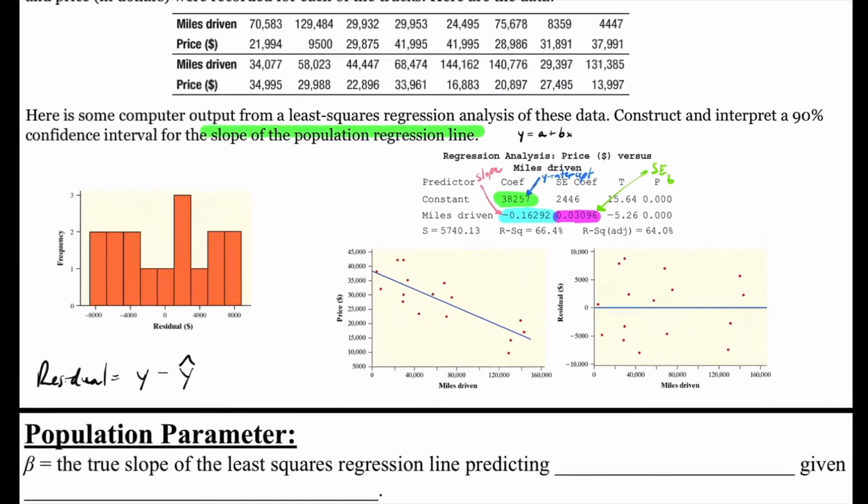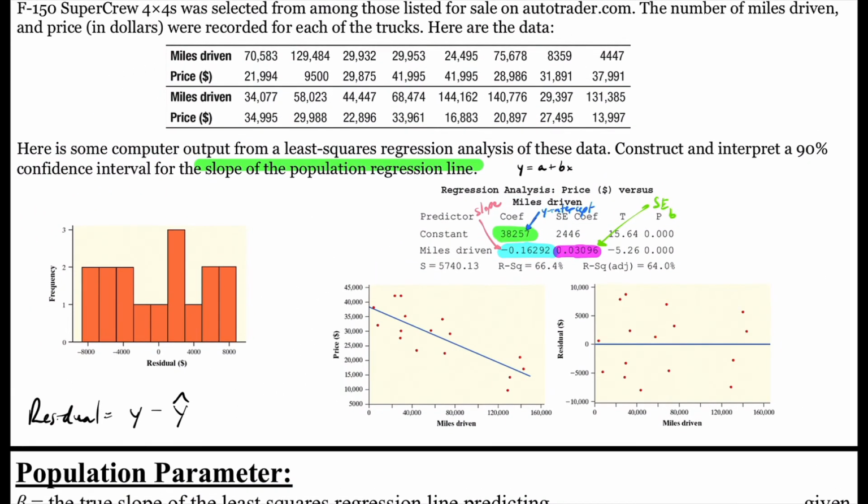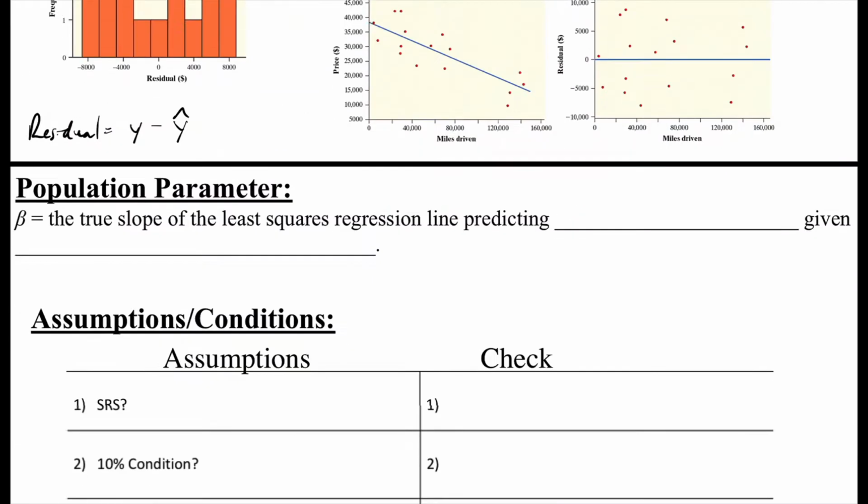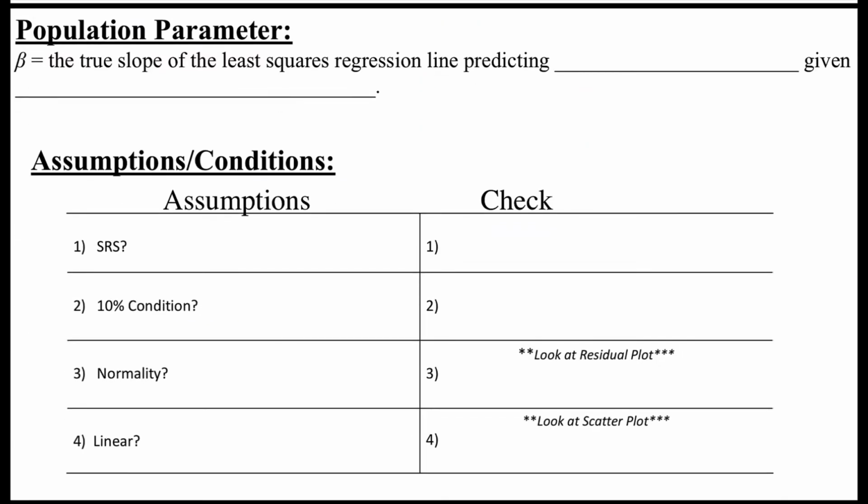Okay. So we have to do an interval for the true slope of the population regression line. Since it's an interval, let's start with our population parameter. It's always going to start with beta, which is the true slope of the least squares regression line predicting, what does the least squares regression line predict? The price given miles driven. So what is price?